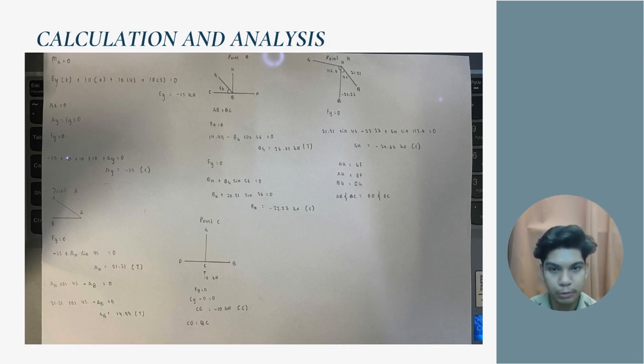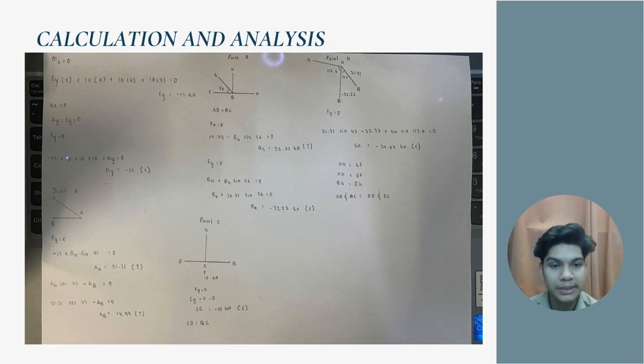And after that, we move on to point B and we draw the free body diagram and label as much information as you can find. And the first information that we can find is AB equals BC, because the length is the same and the force that acts on it is the same.